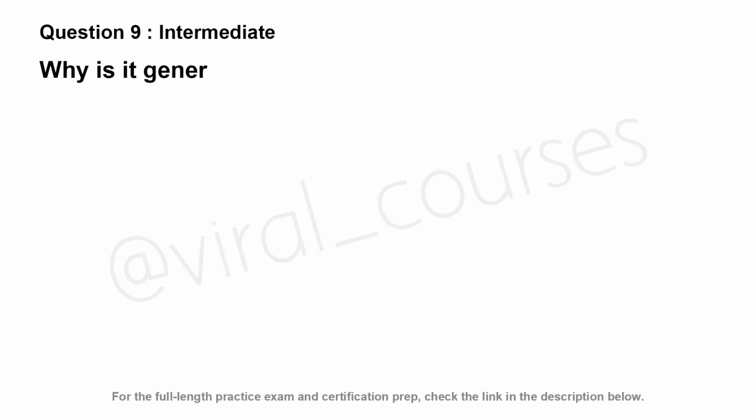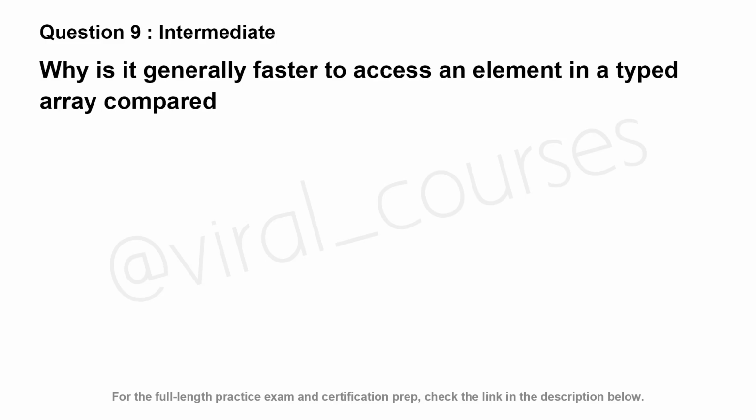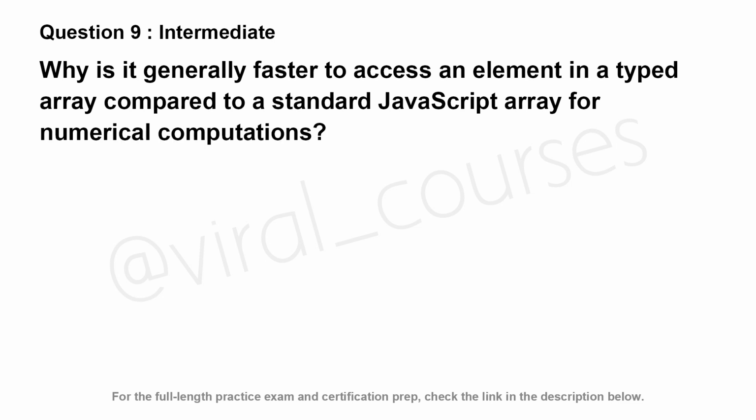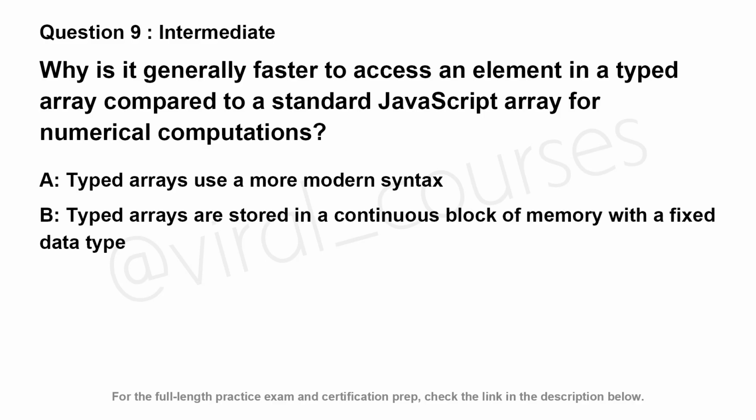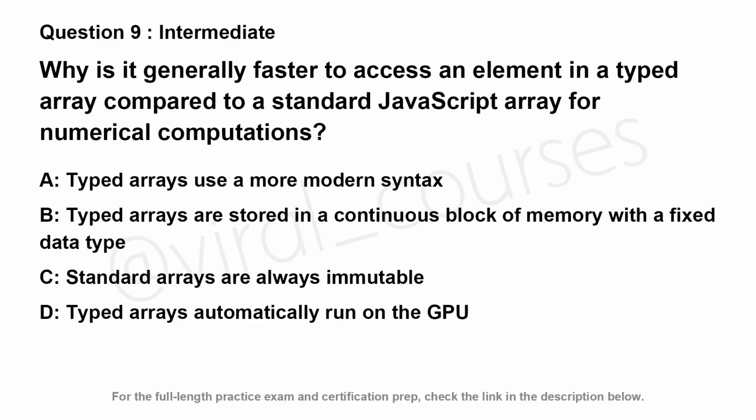Why is it generally faster to access an element in a typed array compared to a standard JavaScript array for numerical computations? Option A. Typed arrays use a more modern syntax. Option B. Typed arrays are stored in a continuous block of memory with a fixed data type. Option C. Standard arrays are always immutable. Option D. Typed arrays automatically run on the GPU.